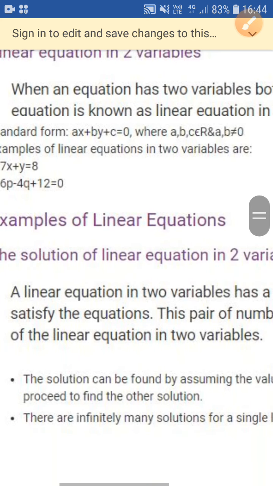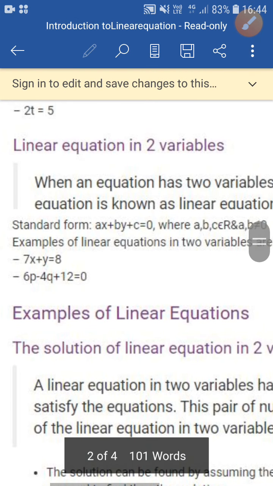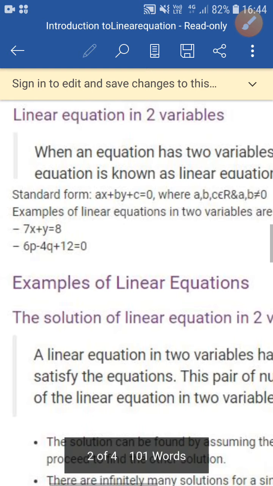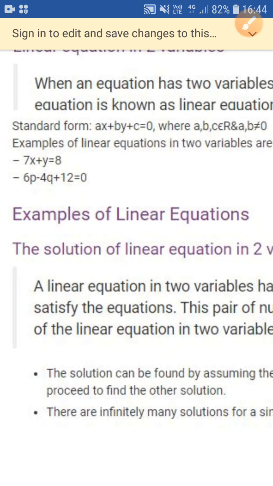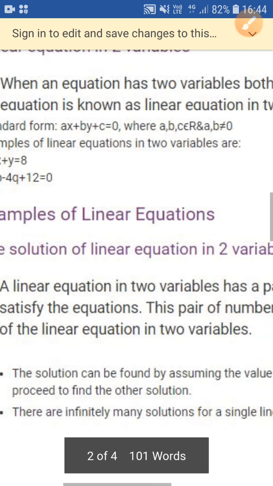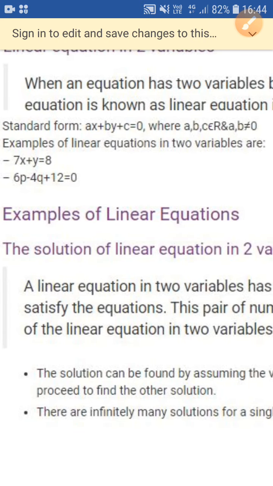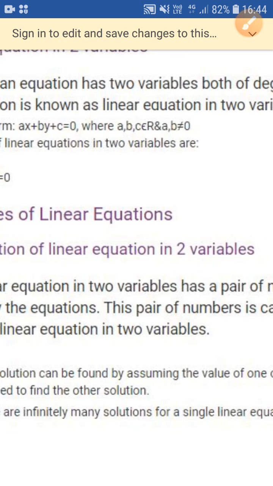And now the solution. Why are we framing problems in terms of linear equations in two variables? So that when we frame the equations with unknowns, we can find the solution by some method and solve those problems. So what is meant by the solution of a linear equation in two variables?